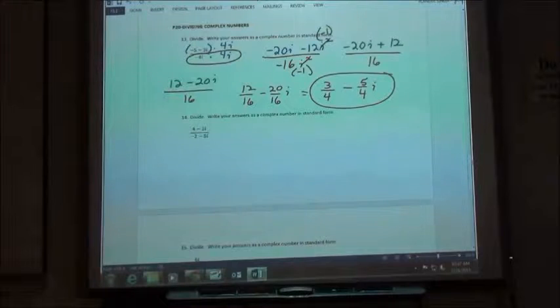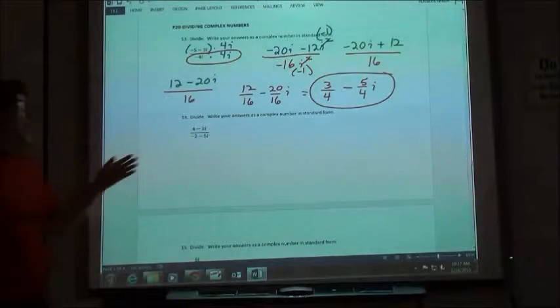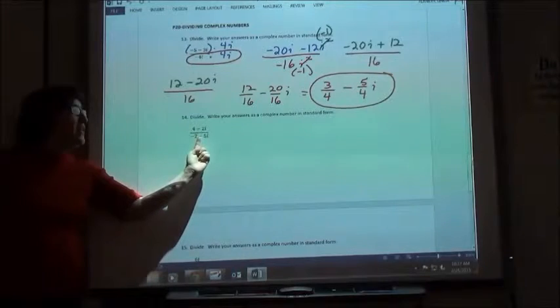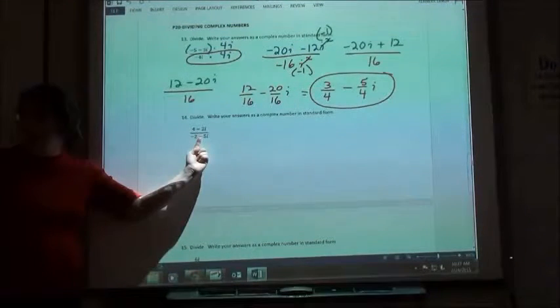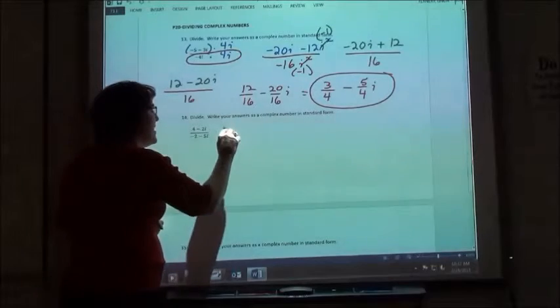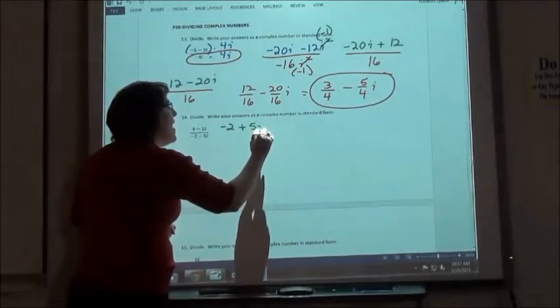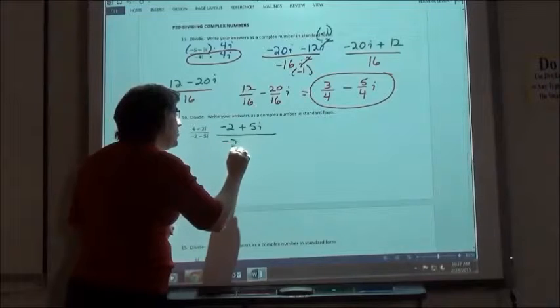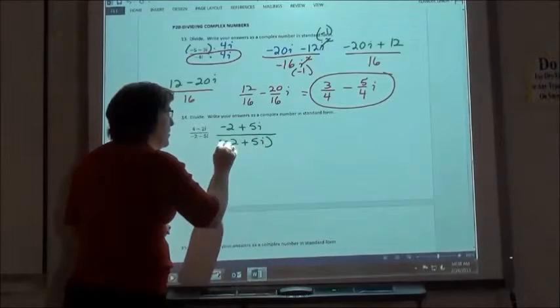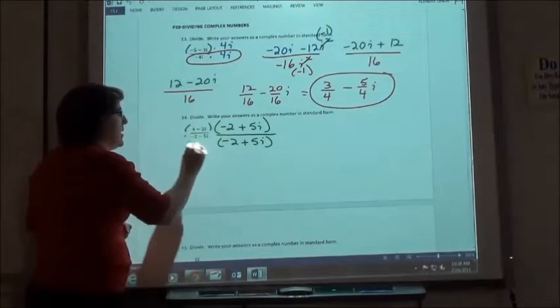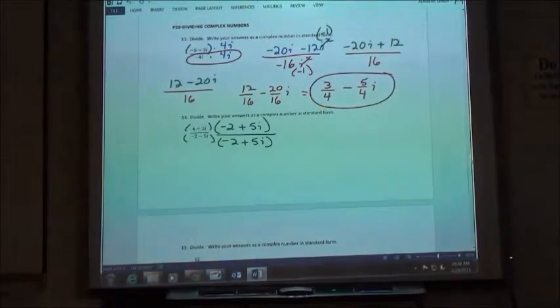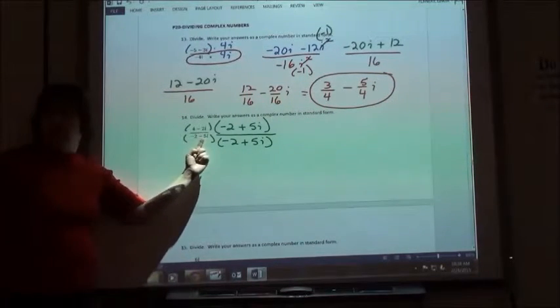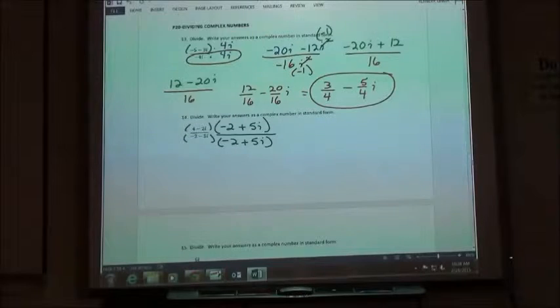Now, notice the next one looks a little bit different than the first one, because the first one just had an i on the bottom. Now we have two terms on the bottom. When I multiply by what's called the conjugate, I'm only changing the sign of the one in front of the i. So I'm going to multiply by negative 2 plus 5i. If I do it on the top, I also have to do it on the bottom. Which means I'm going to end up doing a bunch of FOILing. So only change the sign of the term in front of the i on that bottom.